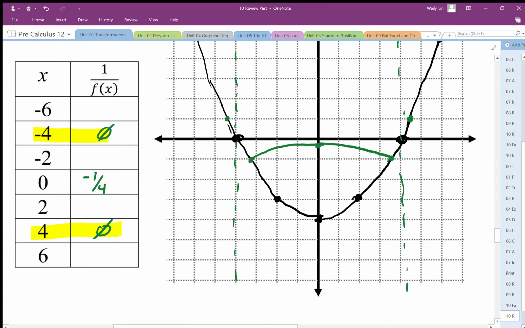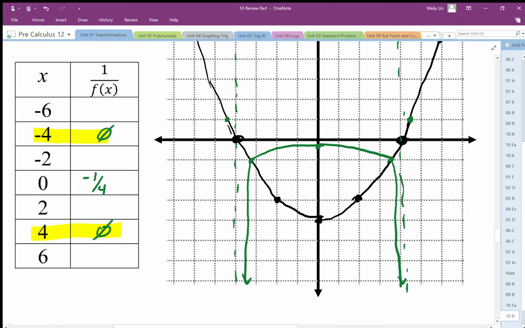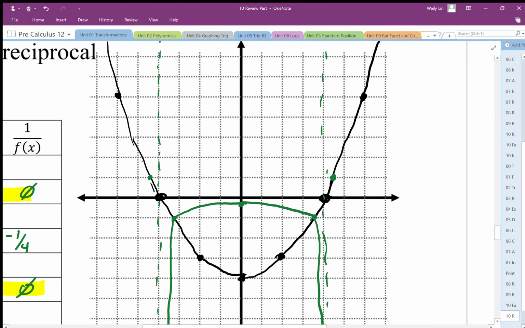As this graph moves towards 0, the reciprocal green graph should move away from 0. Same is going to happen here. It's going to go along the asymptote. The negative part stays on the negative side. The positive part stays on the positive side. So this part is going towards 0, so this is going away from 0, and vice versa. This is going to go towards 0.